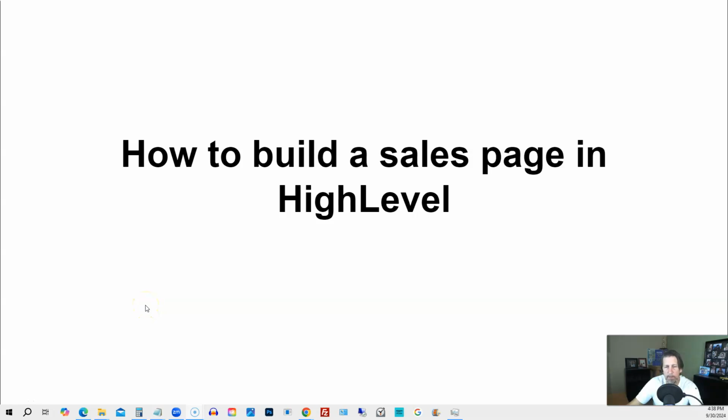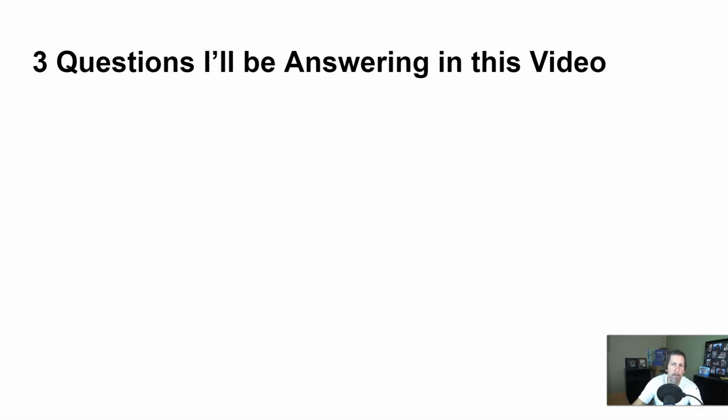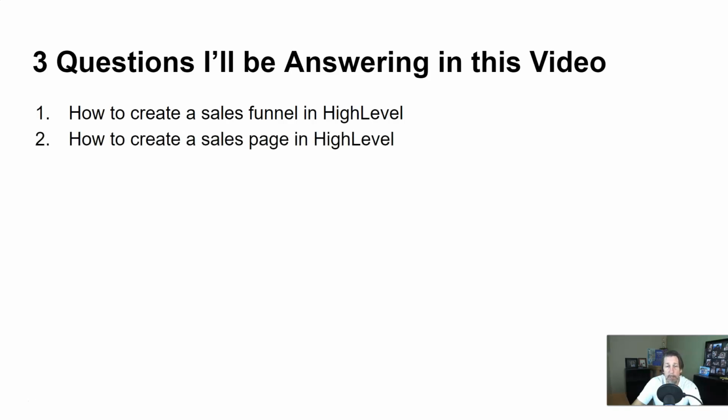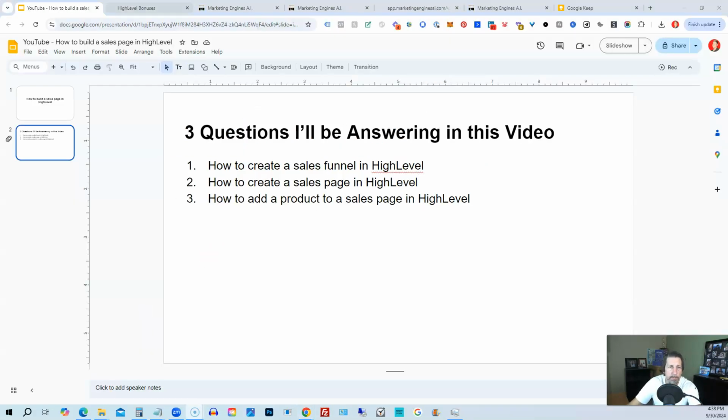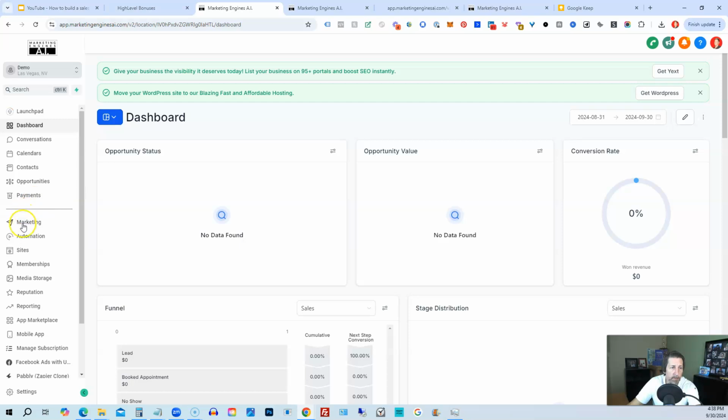In this particular video, I'm going to teach you how to do that by answering the following three questions. Question number one, how to create a sales funnel in HighLevel. Two, how to create a sales page in your sales funnel in HighLevel. And question number three, how to add a product to a sales page in HighLevel. All right, so we're going to hop out of here and into my demo sub account. I'm going to show you how to do all three of those things.